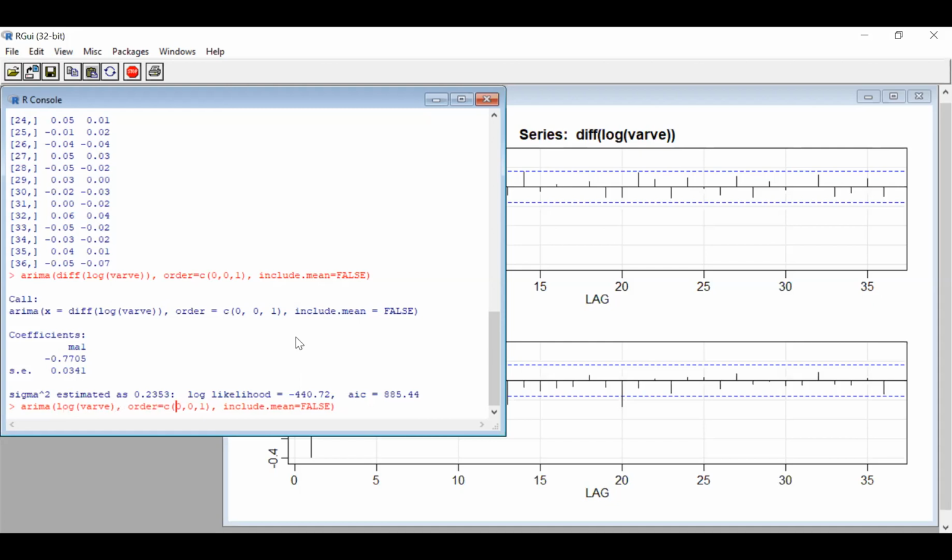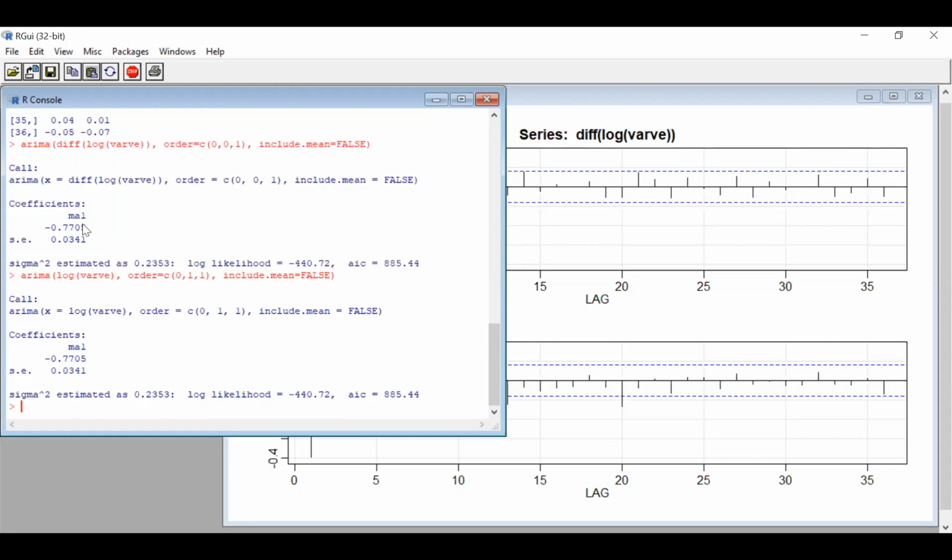Now I have to plug the 1 here, because the second parameter is the number of differences. So we take the first difference, only the ones. Then when I press enter, we have exactly the same outputs: the same parameter for MA1, the same standard error, and other estimates like the log likelihood.